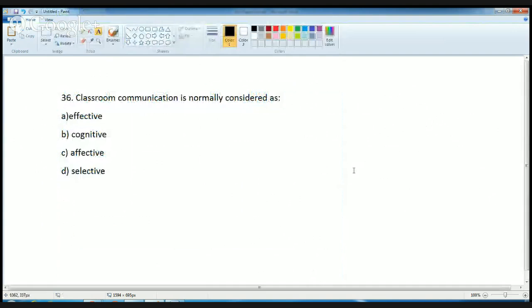Now, which of the following is correct? Classroom communication is considered as, what would be the best answer for this? The answer would be cognitive. What does the word cognition mean? We talk about the ABC of psychology. A means affection, B means behavioral, and C means cognition.